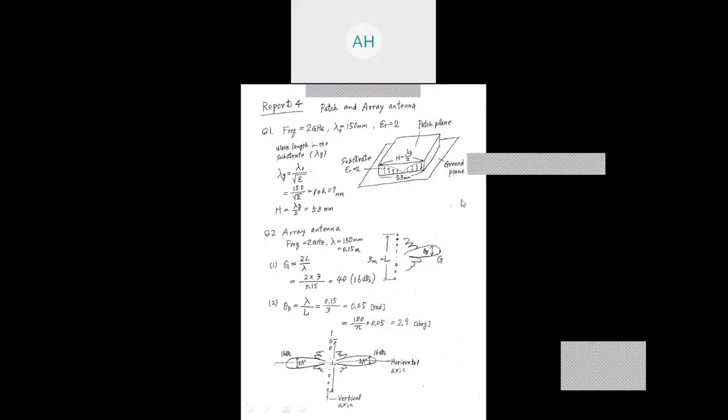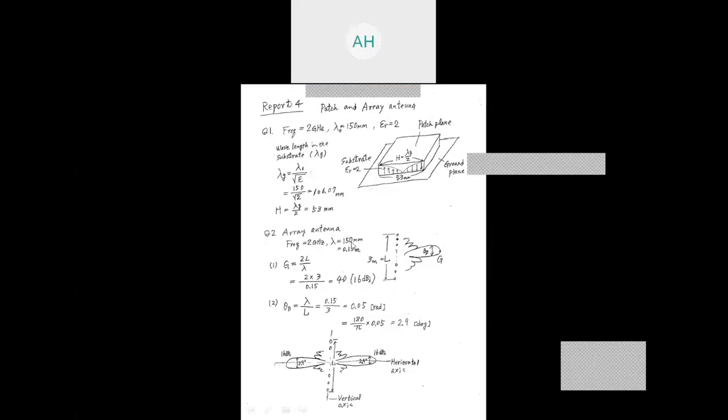You understand? Most students design a patch antenna by electromagnetic simulator. However, this is the most fundamental concept and how to decide the size of the patch. Is that okay? Okay, Sensei.